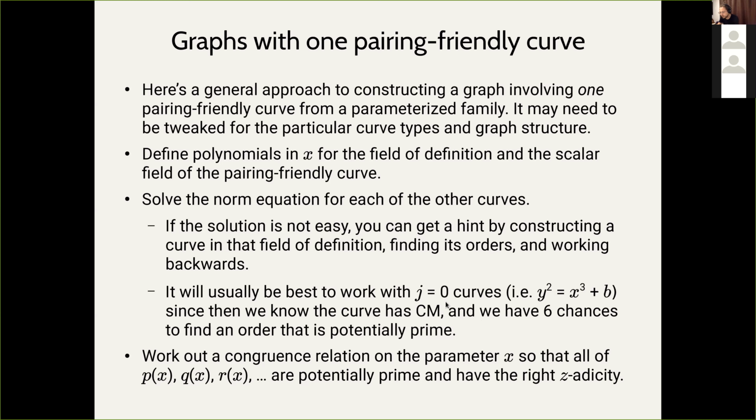So j equals 0 curves are very convenient here because we have 6 chances to find a prime order. And then just to optimize the search, we can work out a congruence relation on x so that all of these polynomials are more likely to be prime and to have the right form. You can't always produce curves with high 2-adicity. You might have to settle for high 3-adicity or some other small value.